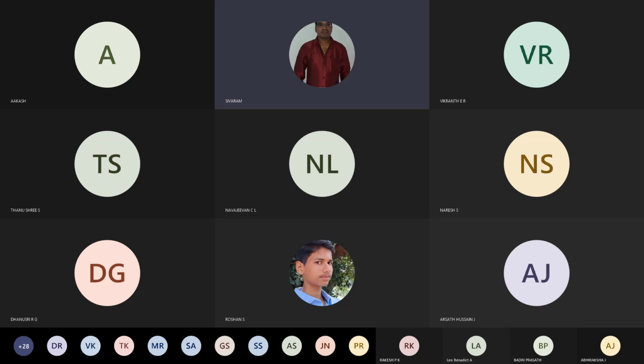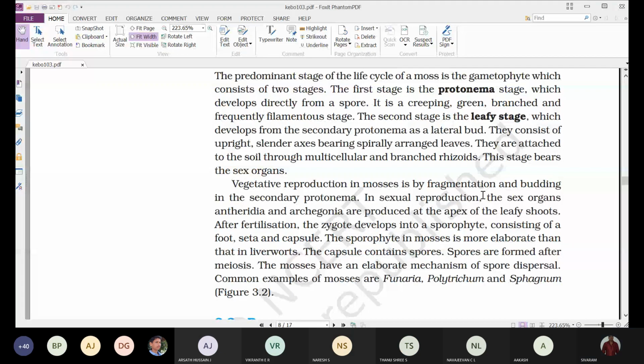Okay, when you observe the structure of mosses, mosses are represented by two stages: we'll find the gametophyte stage and the sporophyte stage. But within the gametophyte itself, we'll find two stages, first stage and second stage. The first stage we call the protonema.